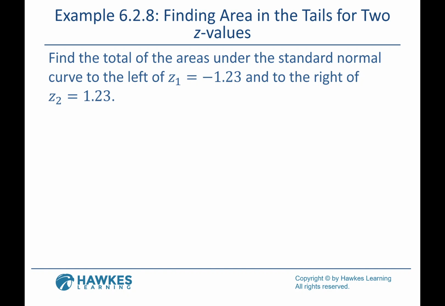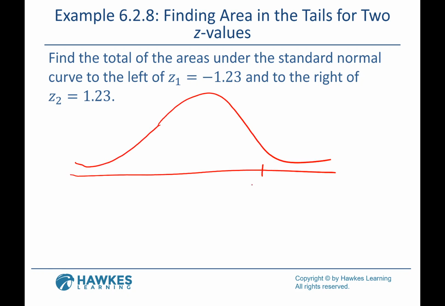It says find the total of the areas underneath the standard normal curve to the left of negative 1.23 and to the right of 1.23. Okay, so same type of problem as the last one. But what do you notice about the z-values this time? Yeah, they're just opposites, right? They just have opposite signs.